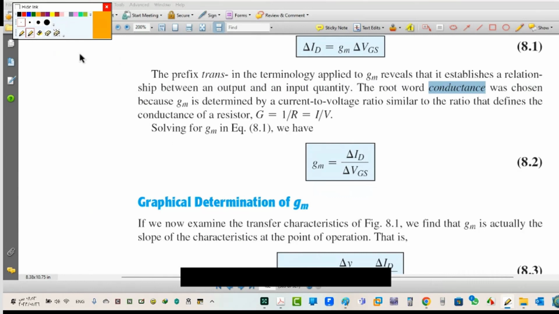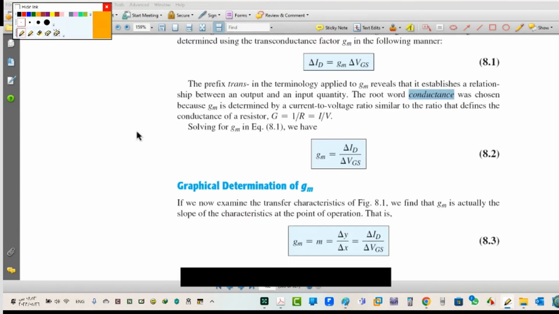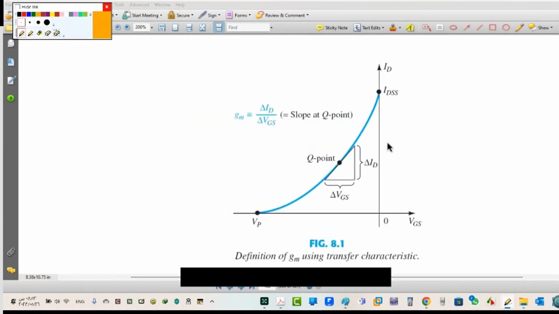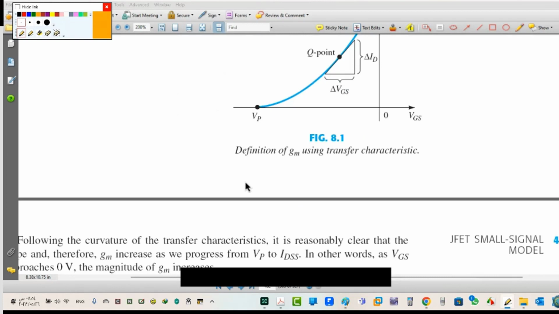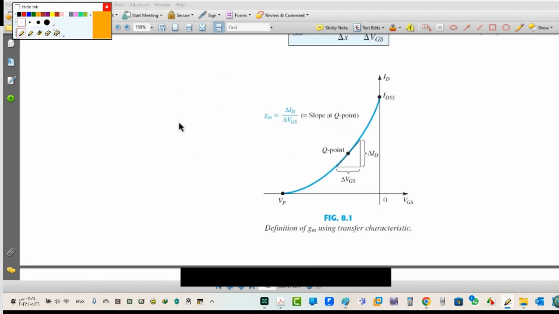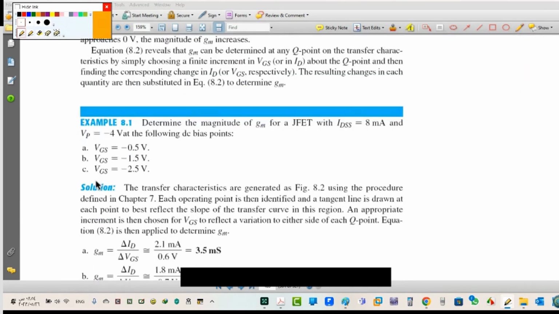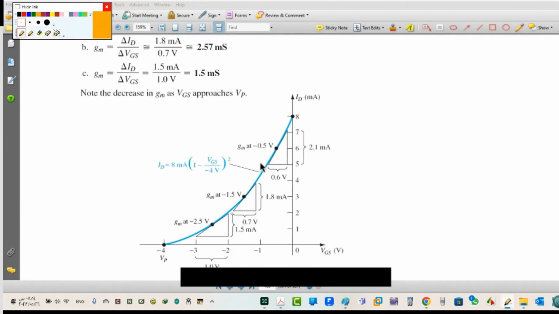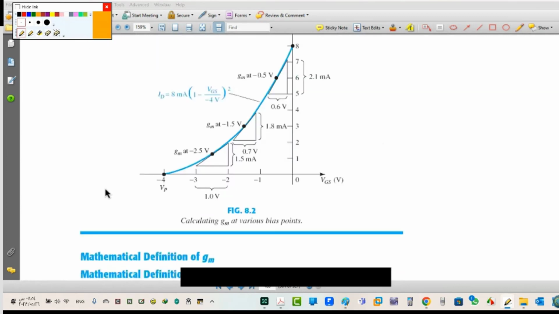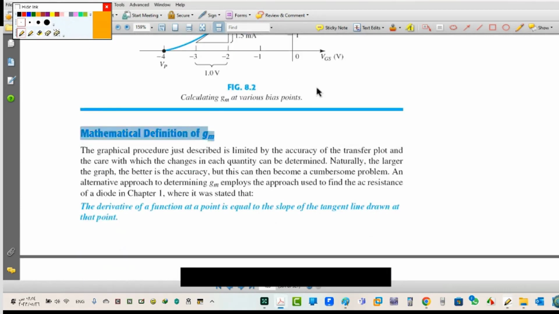So now how can I find gm? Delta ID over delta VGS: we can use this graph. I can take delta from 2 points and find the ratio. This is a little bit hard for AC. For DC you must draw, but if I want to apply this for gm, it's a little bit hard. So how can we solve this? Here, determine the magnitude of gm with ID and VGS. You can calculate delta over delta, but I have to select 2 random points, which is a little bit hard. This is very important.